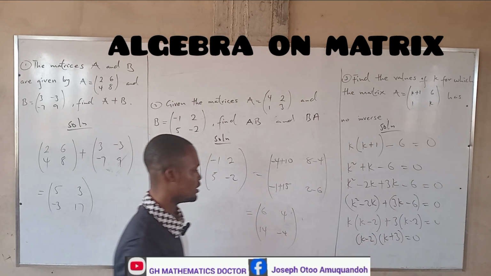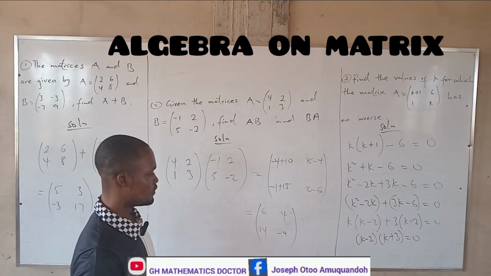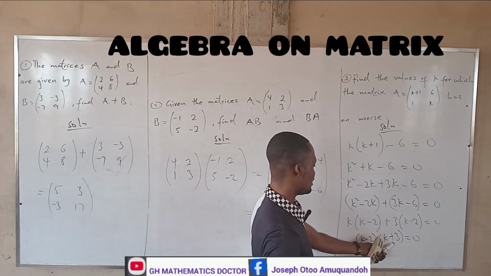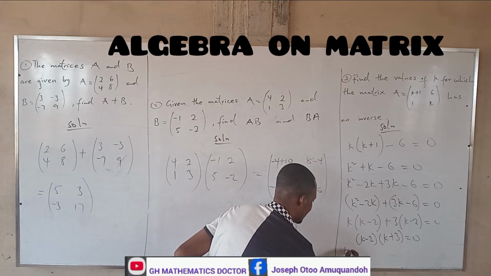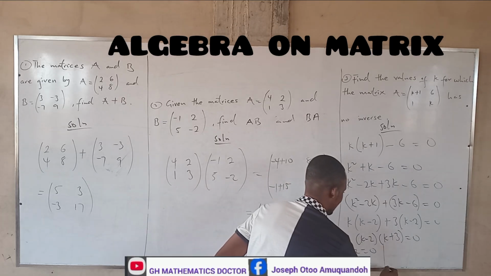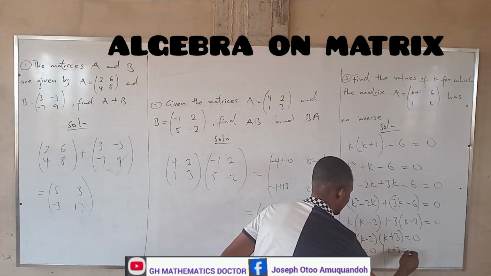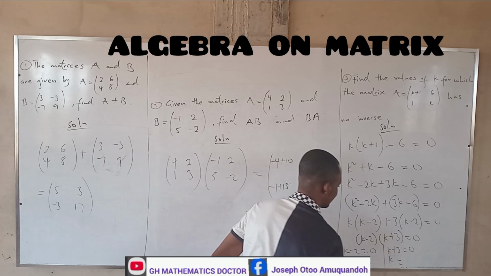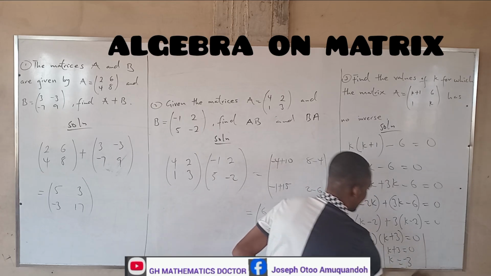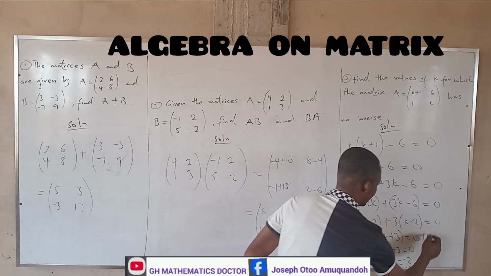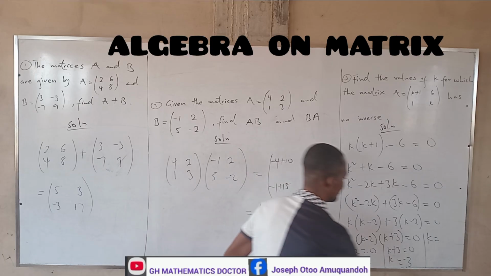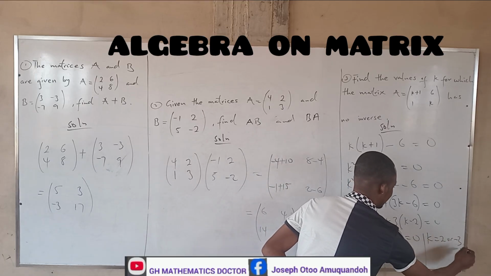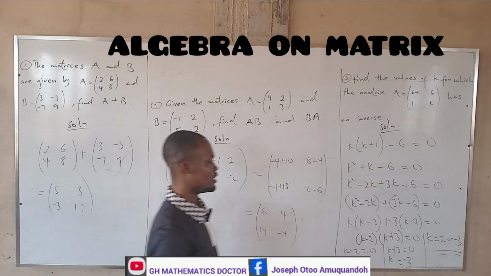So you find the values of k by equating each factor to 0. So we have k minus 2 equal to 0. So therefore k is equal to 2. Then over here we have k plus 3 equal to 0. So therefore k is equal to negative 3. So our final answer will say that k is equal to 2 or negative 3. And that is the final result.